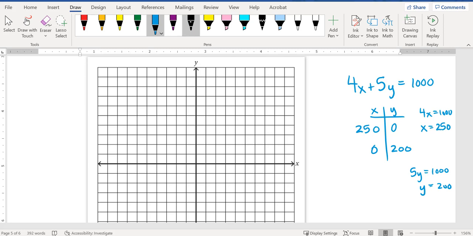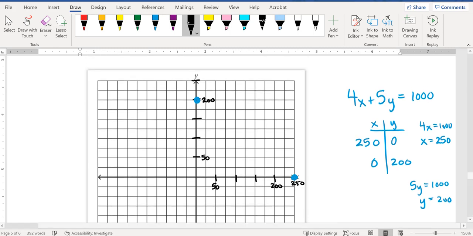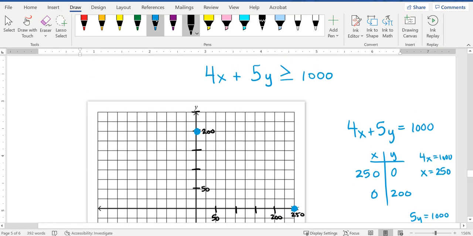All right, here we go. Let's do by 50s maybe. 50, 100, 150, 200, 250. So I have the point 250, comma 0, and the point 0, 200. I'm going to go ahead and label those. Because it's greater than or equal to, that line is going to be solid.